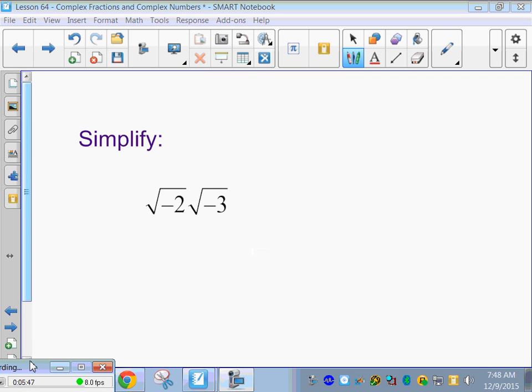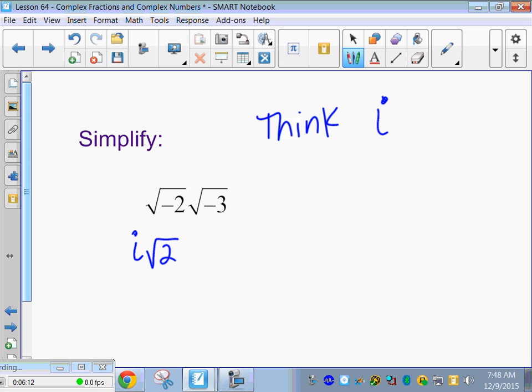Simplify. All right, you have to do the i's first, or you're going to get the wrong answer. All right, i's first. Think I. Let me see these. So each of these has an I that comes out because each of these has a square root. All right, so I'm going to take out the negative sign that's under the house. So this becomes an I root 2. And I'm going to take out the negative sign that's under the house. So this becomes an I root 3.